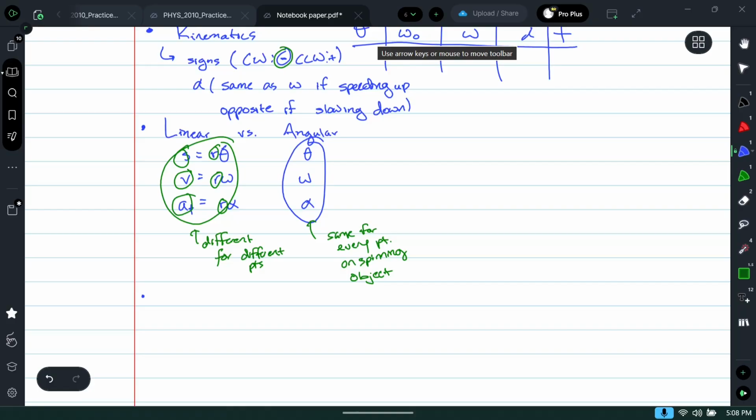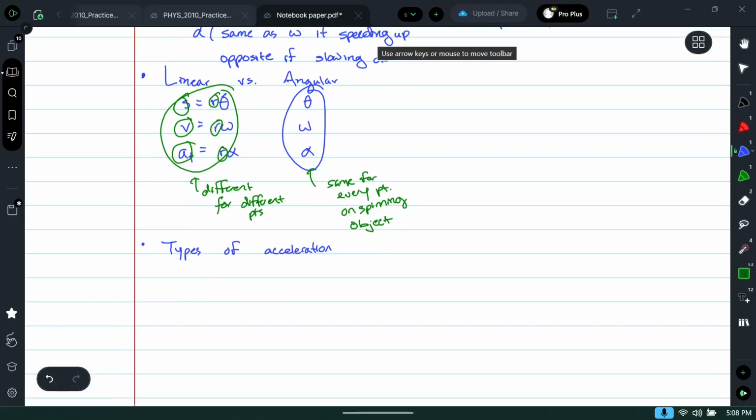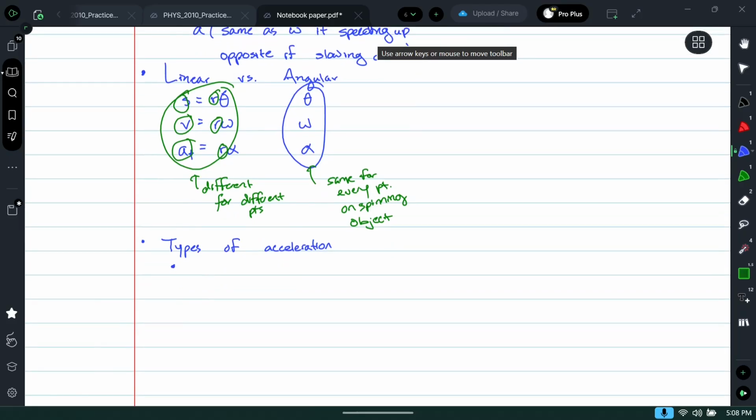And then the last thing is the types of acceleration. What is the distinction between them? And when do you have them? When don't you? So we've really got three main types: angular, tangential, and centripetal. You just put some of those together into the total acceleration. So it's more knowing the distinction between these three things.